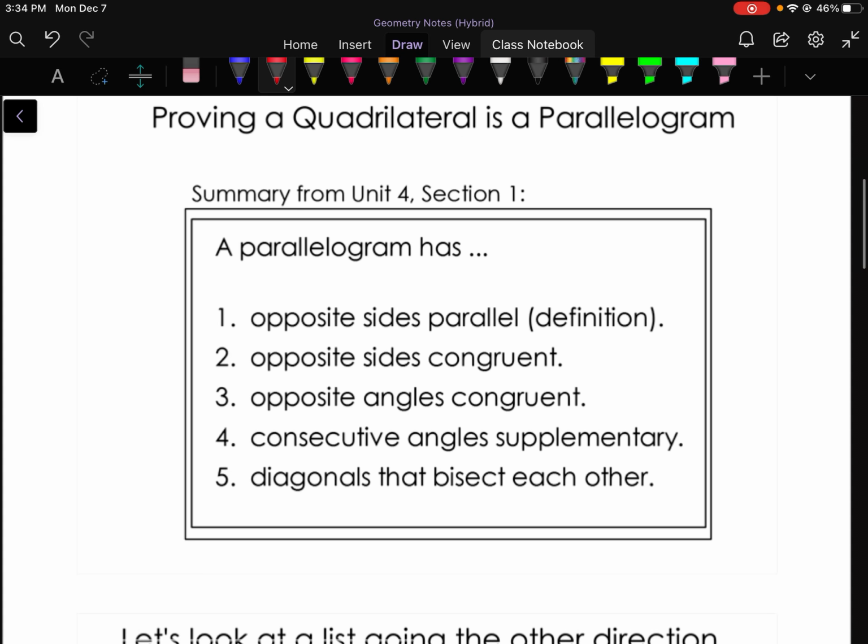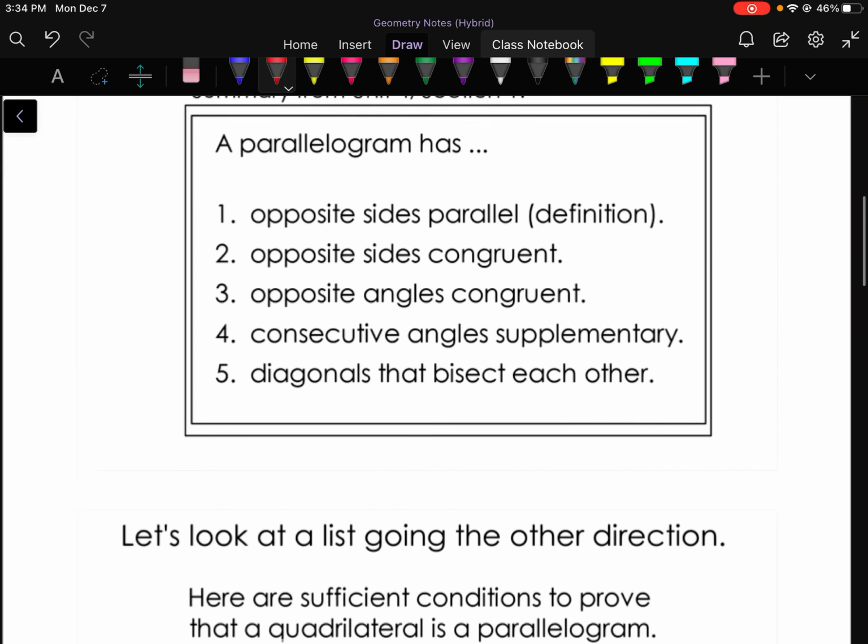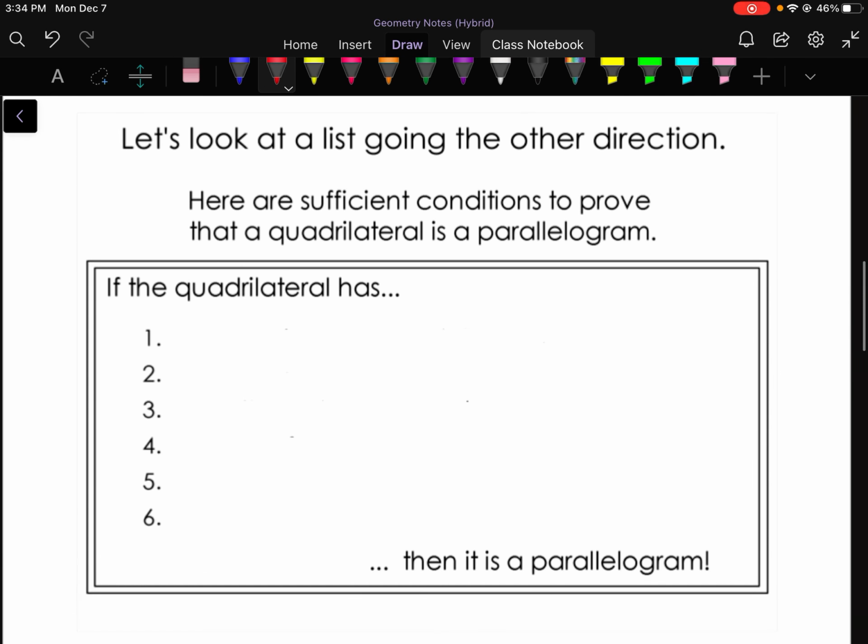So just a review quick from the first section of this unit. A parallelogram has opposite sides that are parallel. That's just the definition. Opposite sides are congruent, opposite angles are congruent, consecutive angles are supplementary, and the diagonals bisect each other. So let's make a list going the other way.